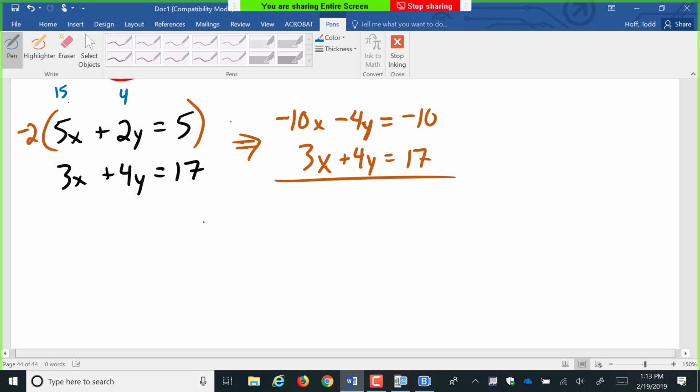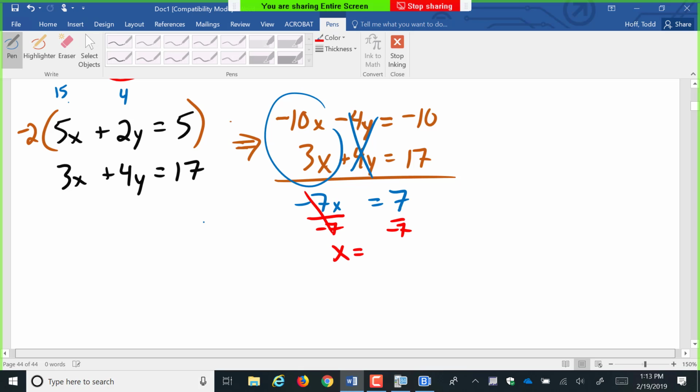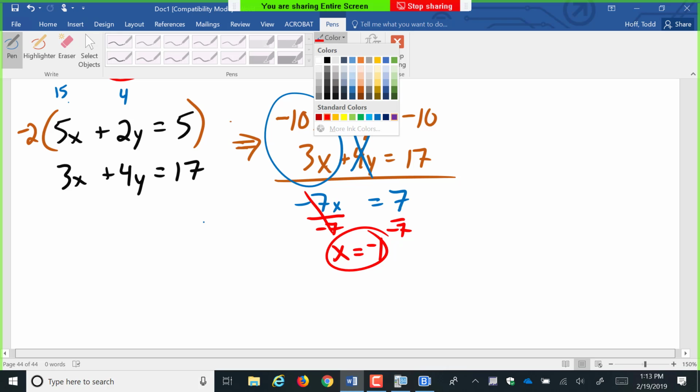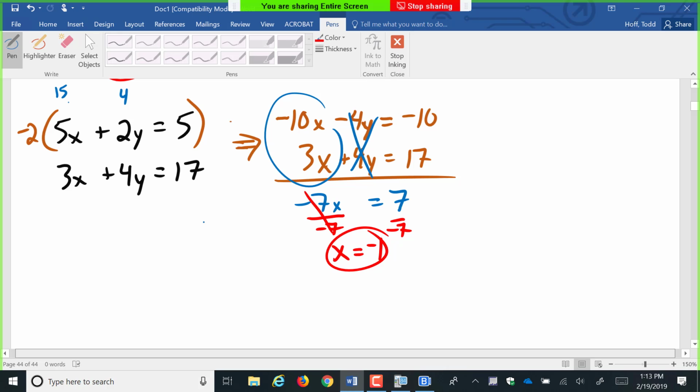We'll add them to get what? -7x equals 7. Perfect. -7x, the y's cancel out, equals a positive 7. And then? Divide by -7 to get x equals -1. And of course we substitute back into one of the original equations.